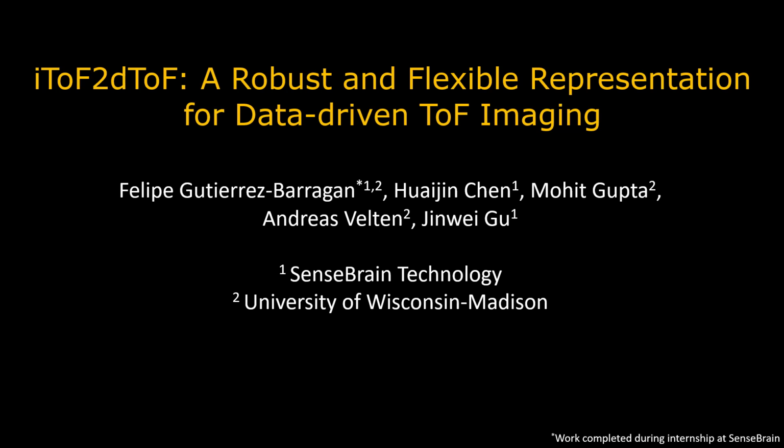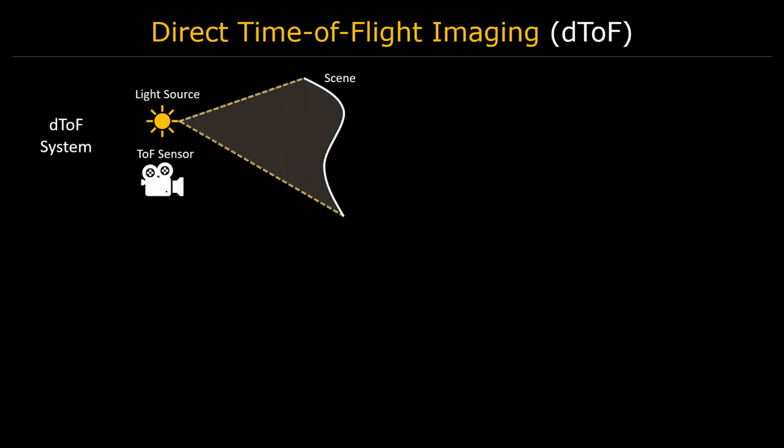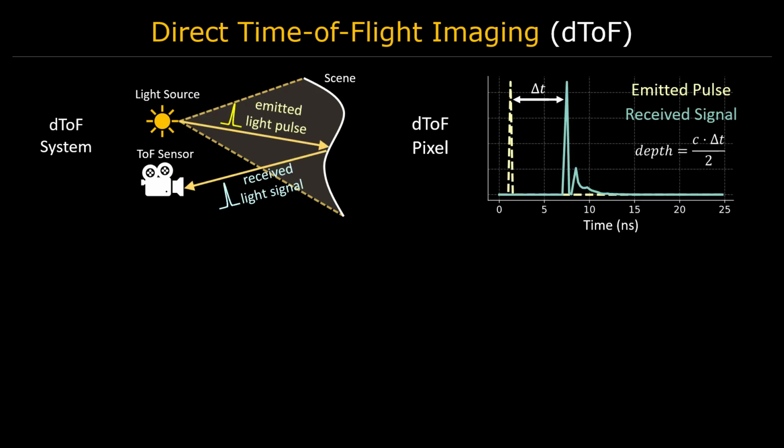iToF2dToF, a robust and flexible representation for data-driven time-of-flight imaging. Direct time-of-flight imaging systems, or dToF systems, are depth-sensing cameras composed of a sensor and a pulsed laser that illuminates the scene. To estimate depths, dToF systems emit a light pulse and measure the time of flight of the pulse to the scene and back to the sensor. Each dToF pixel encodes depths in the time delay between the emitted pulse and the received signal.